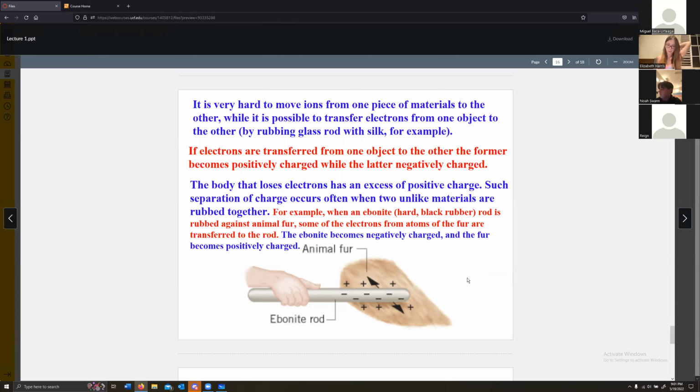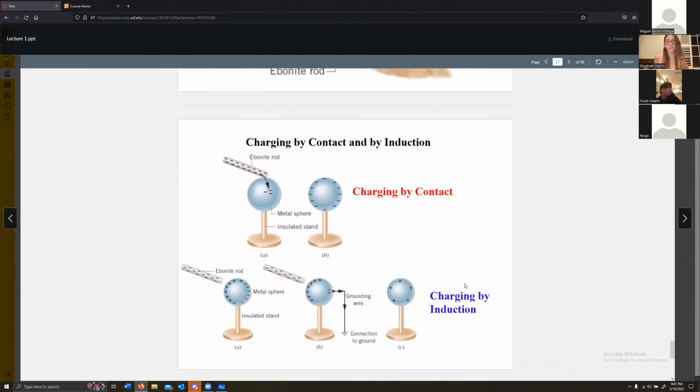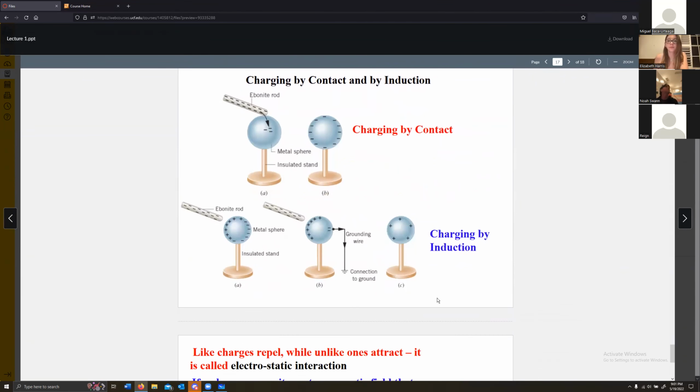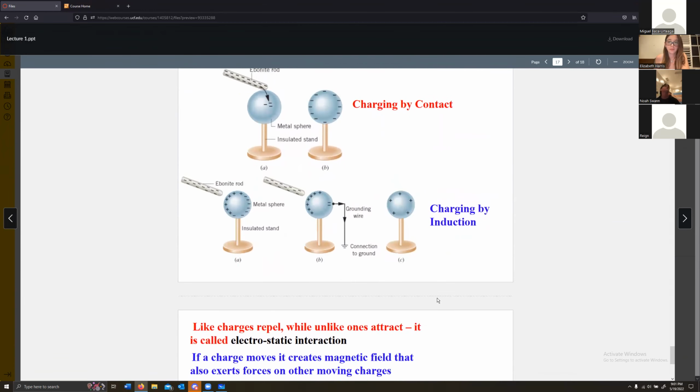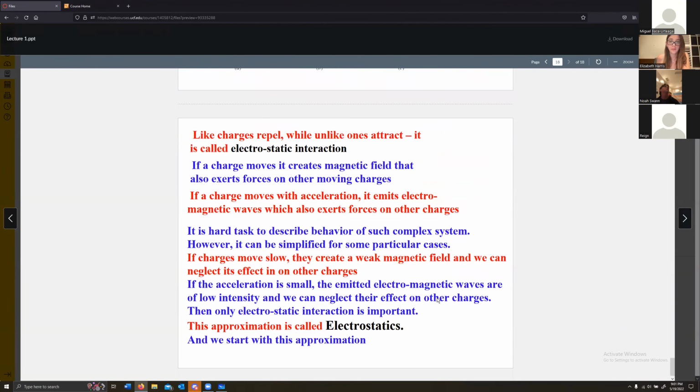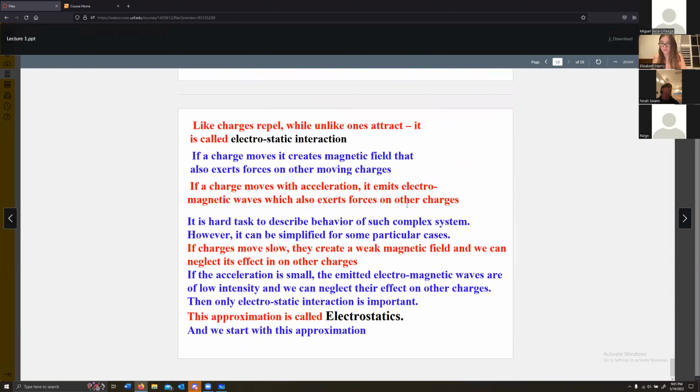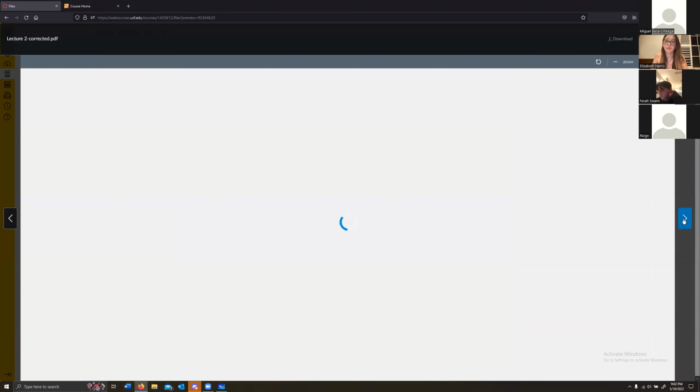This just continues on what we were just talking about: charging by contact, charging by induction. These are not super core to what we've been going over, but let's see. Oh, there's no example question here. Let's see what I have in my notes for the first day. Okay, not too much. Let's go on to the next lecture, because I think the next lecture does have some example questions.